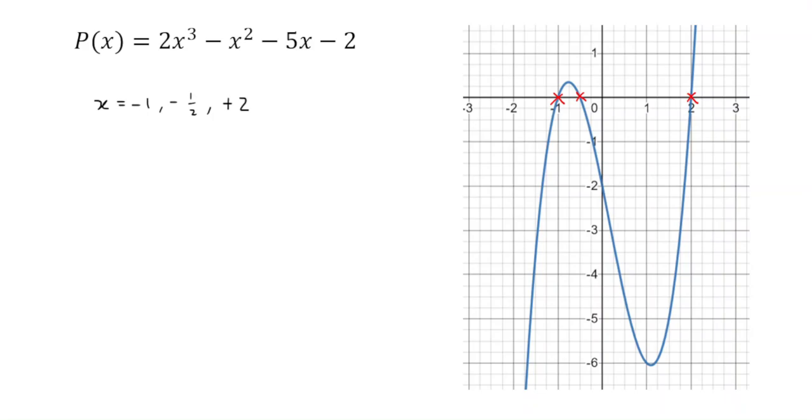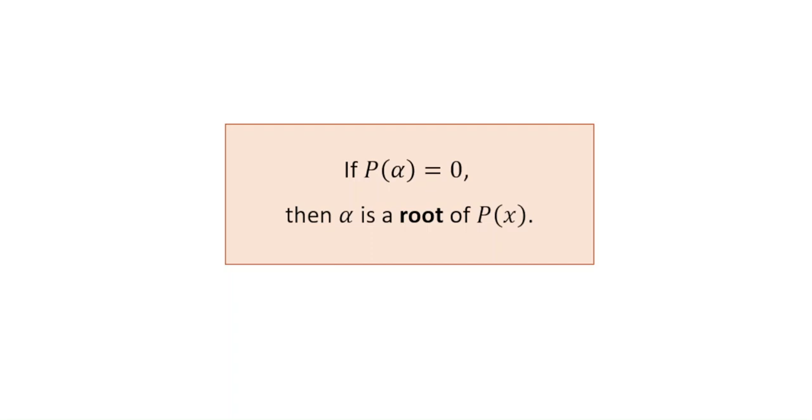Now, when we're talking about polynomials, it's important that we use another name for this. So instead of talking about x-intercepts, we're going to refer to these things as the roots of p of x, right? So these are the roots of p of x. They are the x-intercepts. Well, let's go for a formal definition of roots and then see if we can make sense of that. So here's the formal definition. If p of alpha is equal to 0, then alpha is a root of p of x. Okay? If p of alpha is equal to 0, then alpha is a root of p of x.